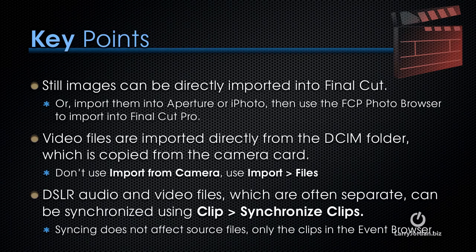Here are the key points. Still images can be directly imported into Final Cut, or you can import them into Aperture or iPhoto, then use the FCP Photo browser to import them into Final Cut Pro. Video files are imported directly from the DCIM folder, which is copied from the camera card. Don't use Import from Camera, use Import Files. DSLR audio and video files, which are often separate, can be synchronized using Clip, Synchronize Clips. And syncing does not affect source files, only the clips in the Event Browser.